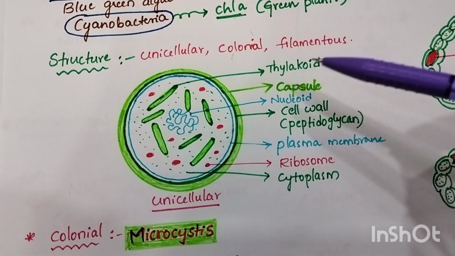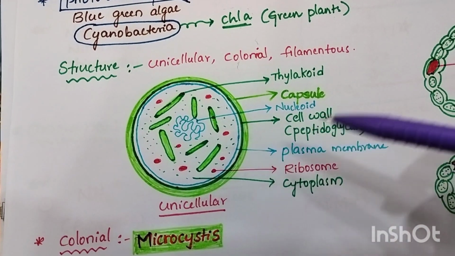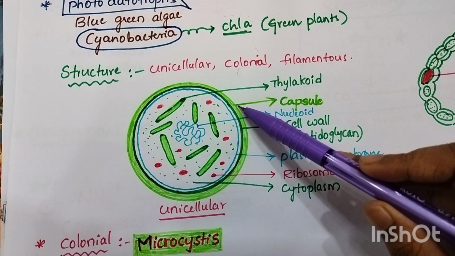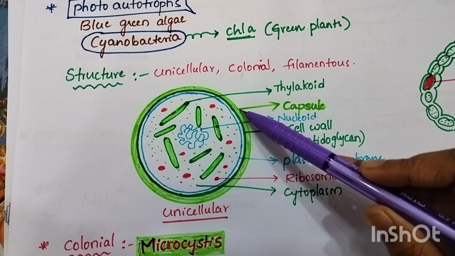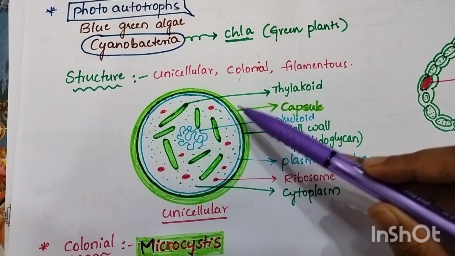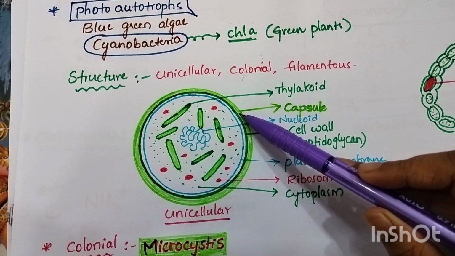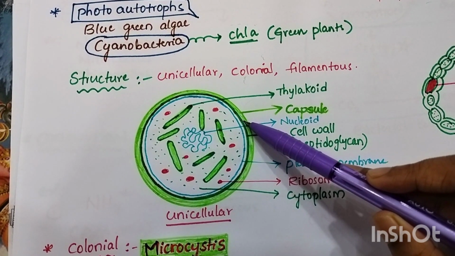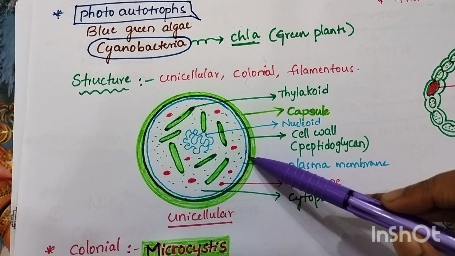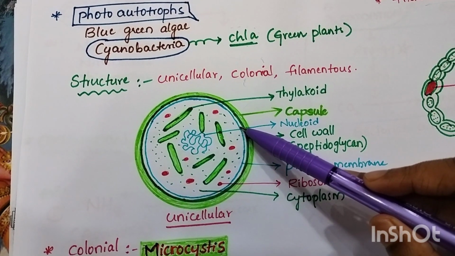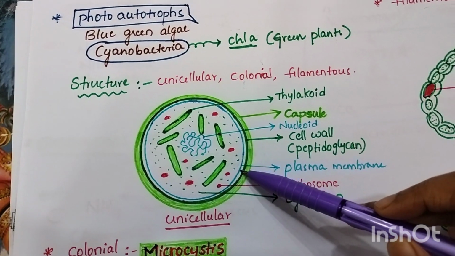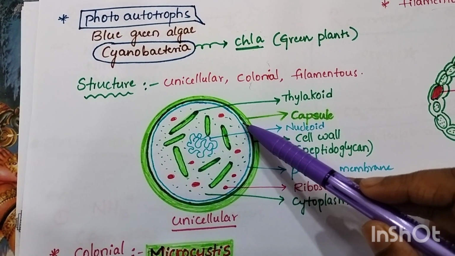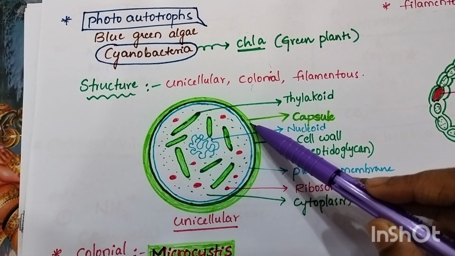So let's see the structure of the cyanobacteria. Here the green colored outermost layer is called the capsule. It is a glycocalyx capsule, and the next layer present next to it is the cell wall. This thick green colored wall is called the cell wall, and this blue colored layer is called the plasma membrane. This capsule, cell wall, and plasma membrane together are called the envelope.